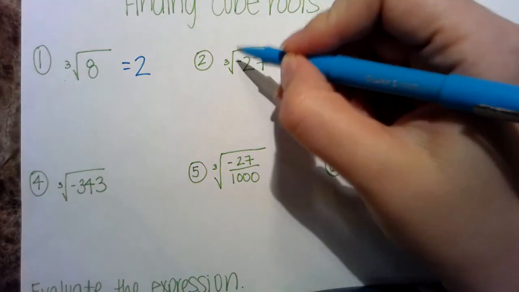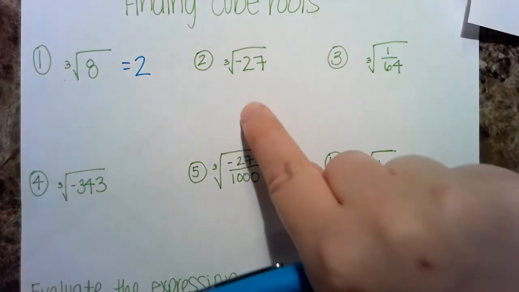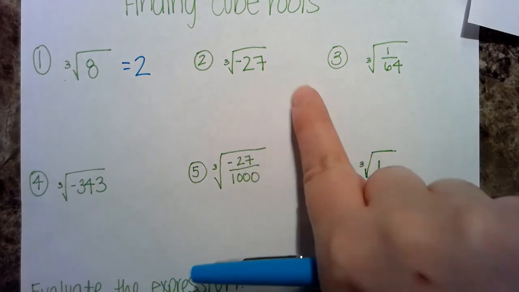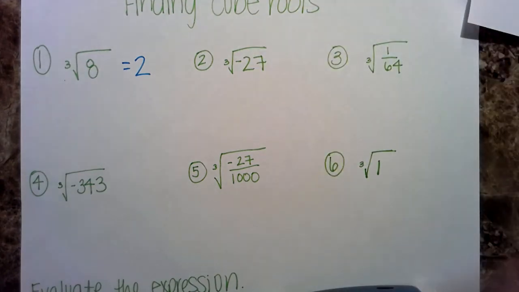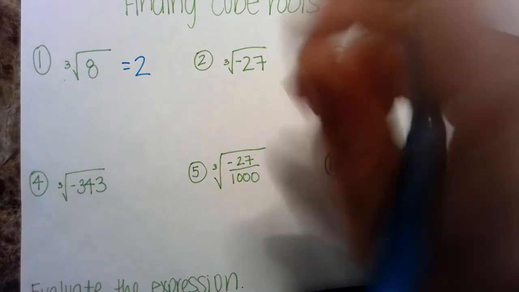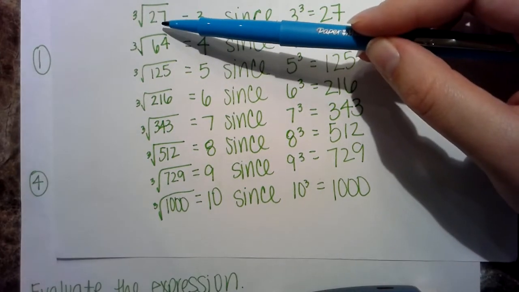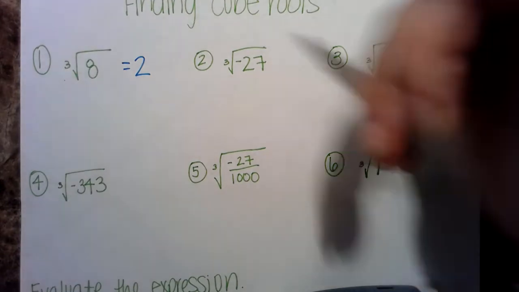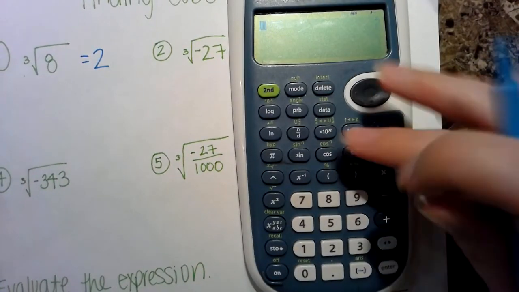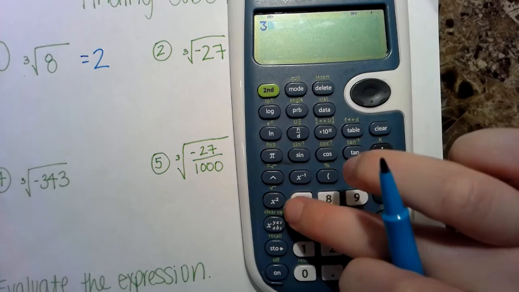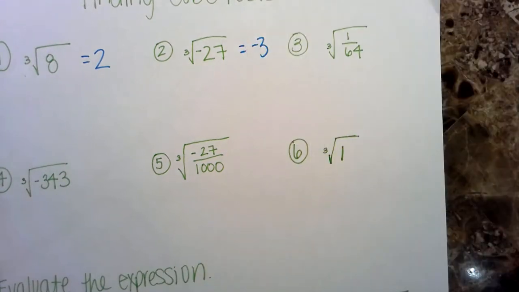Now, what's different with a cube root is that you can have a negative underneath the cube root, because if you think about a negative times a negative times a negative, you end up with a negative. So here we have to think about what number times itself 3 times is going to give us negative 27. I can look at my chart. The cube root of 27 is 3. So I would have to make sure it's a negative 3 for its value. If I didn't know, I could do the same thing on the calculator. I would do 3, hit second, the caret symbol, and then negative 27. That gives me negative 3.